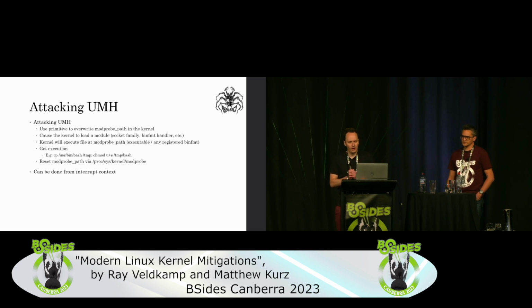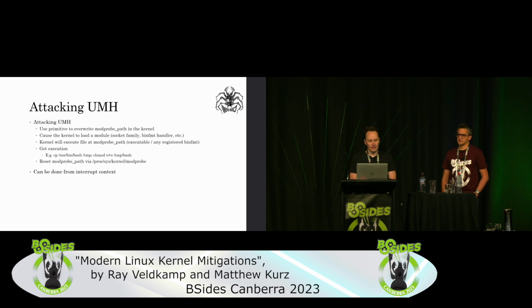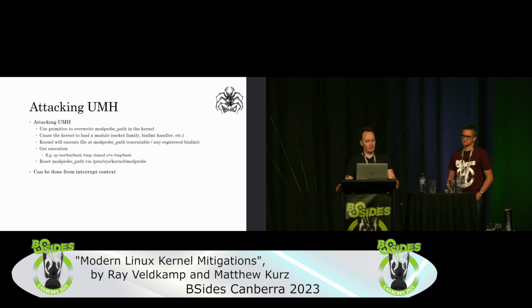So one option available to you would be to copy bash to temp and then mark it as setuid root. Once the modprobe fails, you can just go in and execute it and you would have a root shell. If you wanted to clean up after that, you could just reset modprobe path via proc sys kernel modprobe. For those of you that care about the details, this is a really cool attack because it can be done from interrupt context, which is really, really nice.